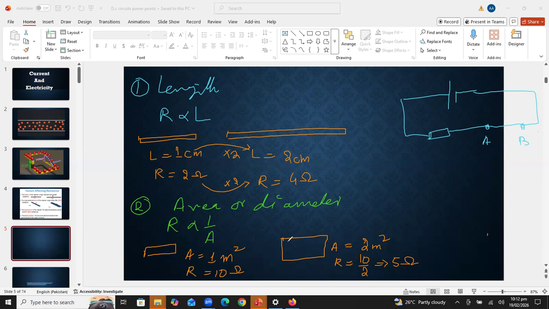I'm repeating, students, resistance and area are inversely proportional to each other. If area is increasing, resistance will decrease. If area becomes exactly double, resistance will decrease 2 times. If area is increasing 4 times, resistance will decrease 4 times. Okay, students? Now the next thing is, what is the relation between diameter and resistance?